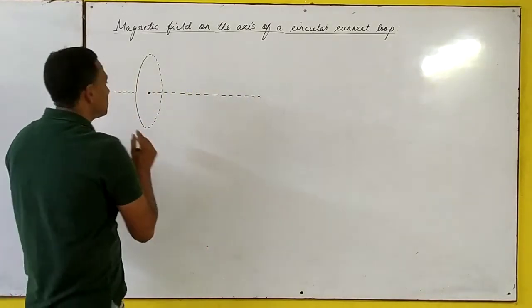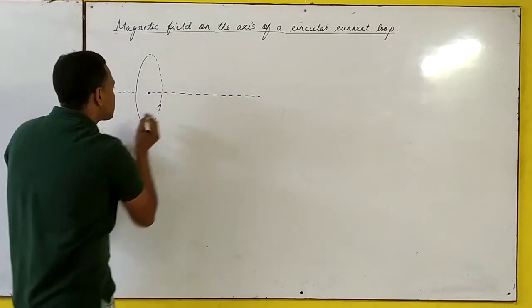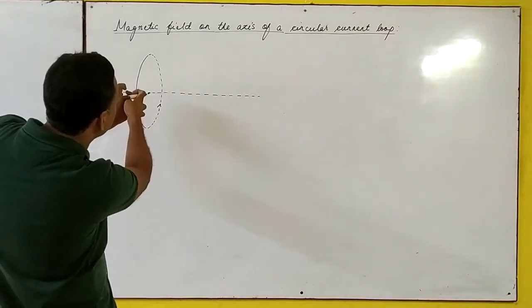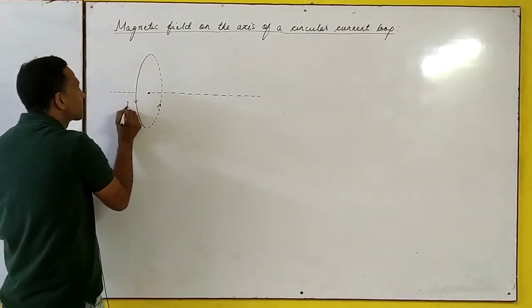Okay. So suppose some amount of current is flowing. Let me take the current to be flowing along this direction, which means on that side current is going in and here it is coming out. So current is coming out on this side. Suppose I amount of current is flowing.